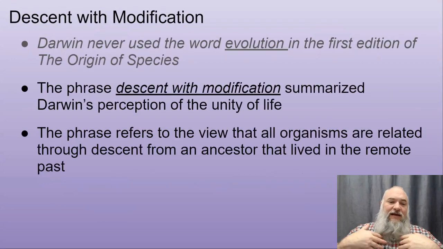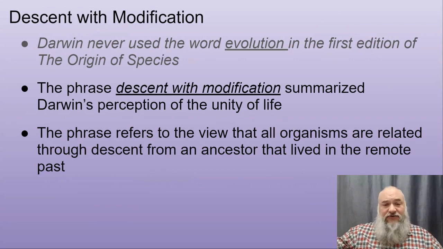Okay, and Darwin came up with his concept of descent with modification. Okay, which is the fancy words he came up with for what we now call evolution. The phrase refers to the view that all organisms are related through descent from an ancestor that lived in the remote past. So you have a common ancestor, and you descend from that ancestor, just like you descended from your grandparents. But there are modifications, there are differences in those organisms over time from their ancestors. That's the modification. So you're descended from them, but you are different. That's the modification. Okay.